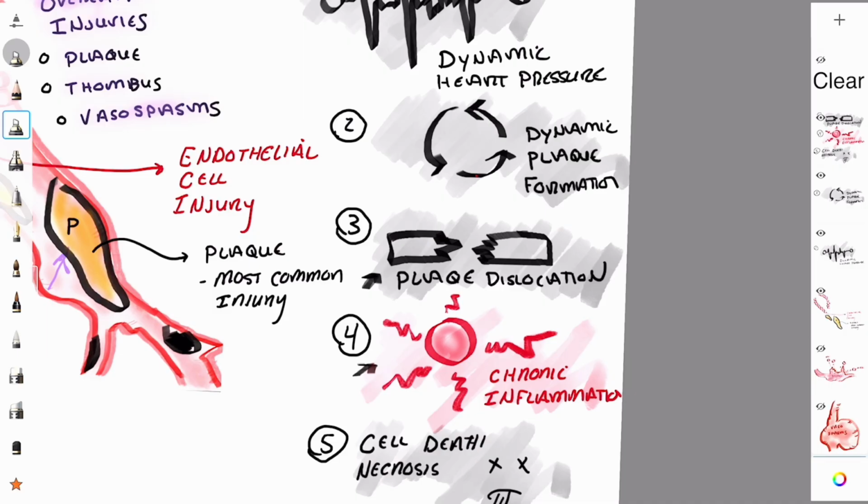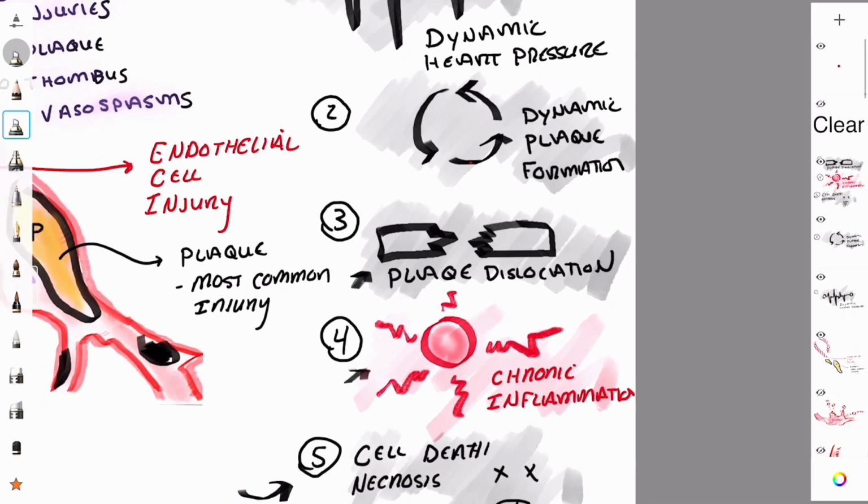And this is really problematic as well because the plaque formation, the chronic inflammation, the plaque dislocation, and the heart pressure and changes in all of the pressure is eventually going to lead to cell death and necrosis because we have ischemic conditions, we have blockages in the heart, we have changes in pressure, we have inflammation, we have the body trying to compensate for the changes in heart function, and all of this leads us down a really dangerous pathway.